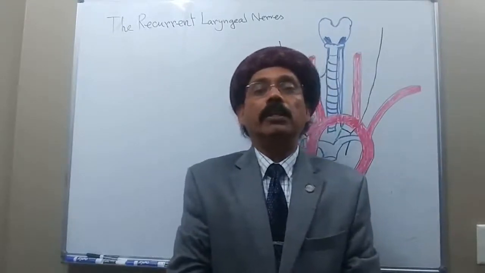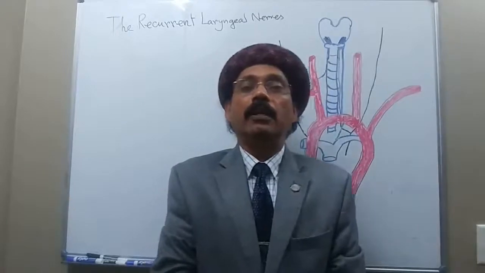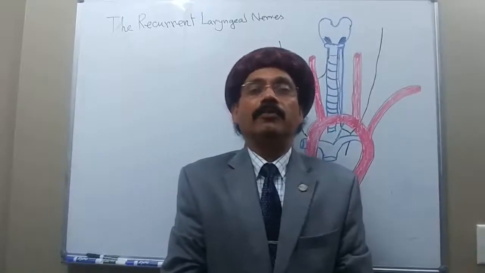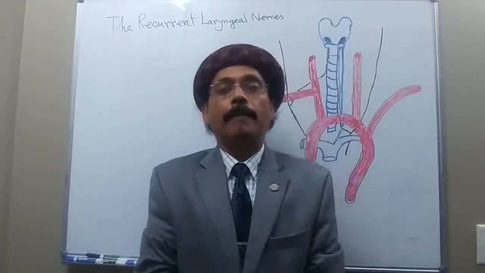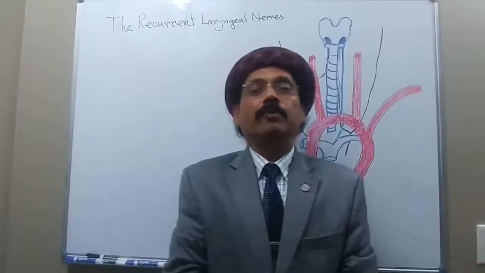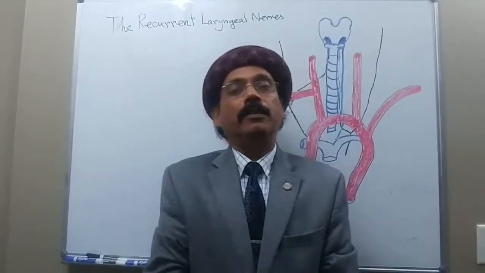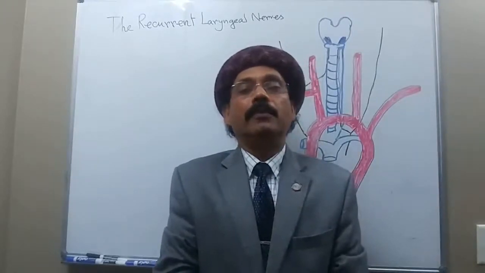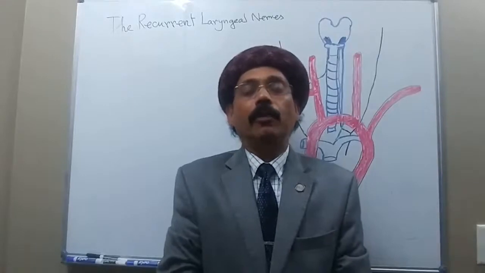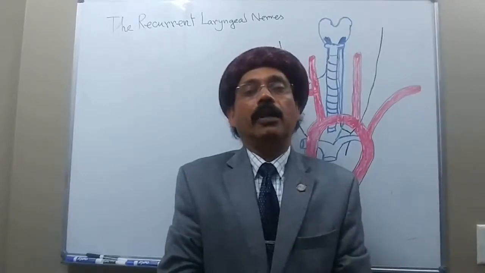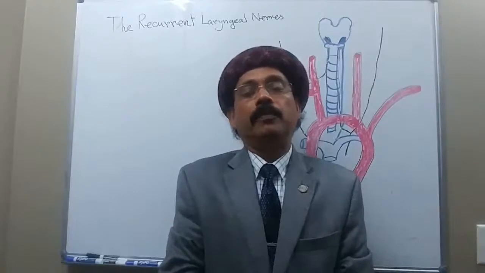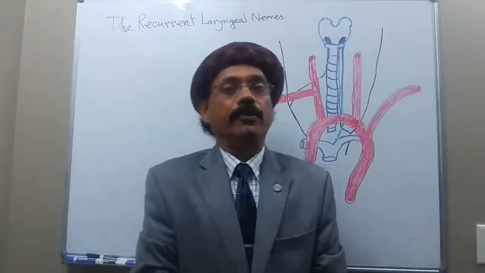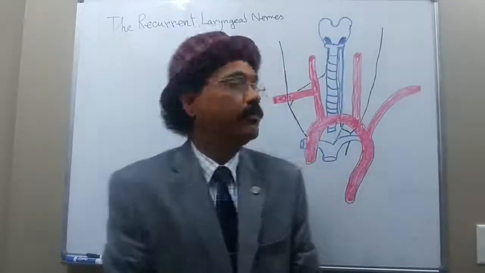Today I will discuss the anatomy of the recurrent laryngeal nerves. We have two recurrent laryngeal nerves, the left and the right. These are branches of the vagus nerves. The right recurrent laryngeal nerve is shorter and turns around the right subclavian artery. The left recurrent laryngeal nerve is longer and turns around the arch of the aorta and the ligamentum arteriosum, or ductus arteriosus in intrauterine life.